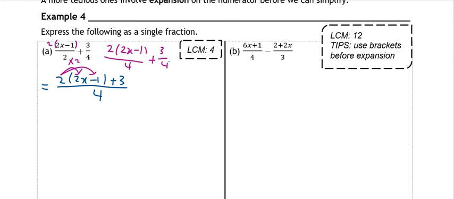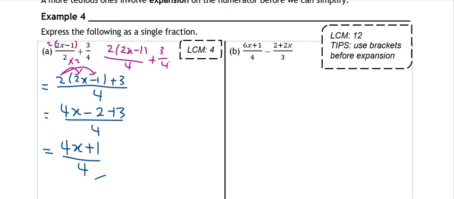So here expand 2 into 2x will be 4x, and then 2 times negative 1 will give you negative 2. And then you recall from last time, you do not expand it up to 3 because 3 is not in the bracket. So plus 3 over here, everything over 4. So the like terms are only the constants, negative 2 plus 3. So you will have 4x minus 2 plus 3 is plus 1, everything over 4. So that's for the example 4a.